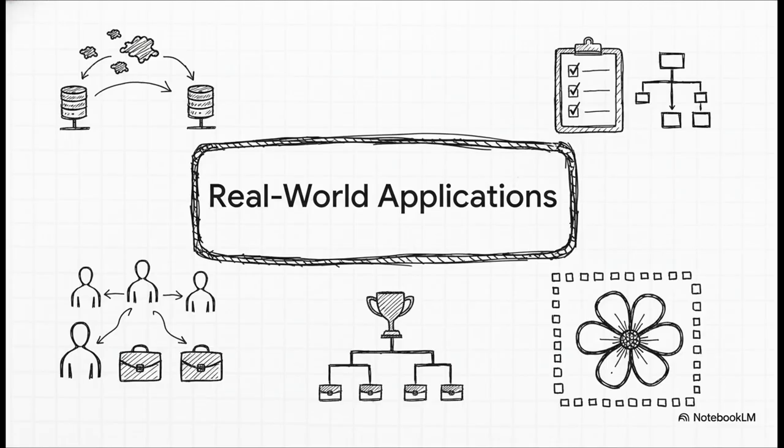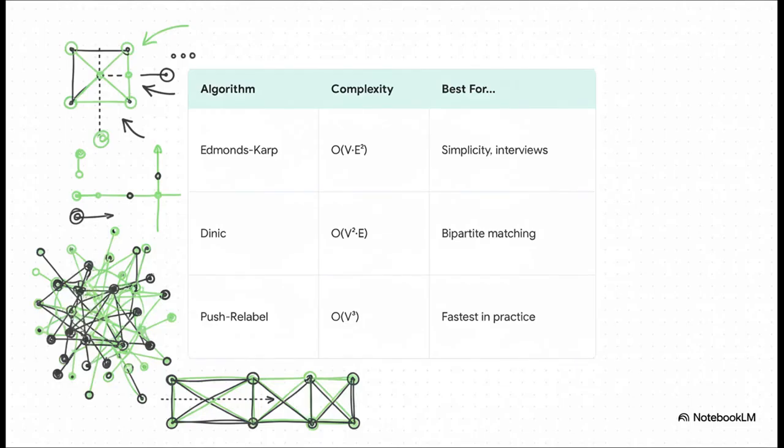Now, while Edmonds-Karp is a fantastic, reliable workhorse, it's worth knowing it isn't the only algorithm in town. For specific kinds of problems, like bipartite matching, an algorithm called Dinic can be a lot faster. And for really dense graphs, push-relabel methods are often the champs. But for interviews and general use, Edmonds-Karp is your go-to because it's simple to understand and has solid guarantees.